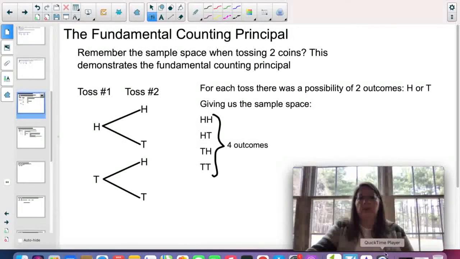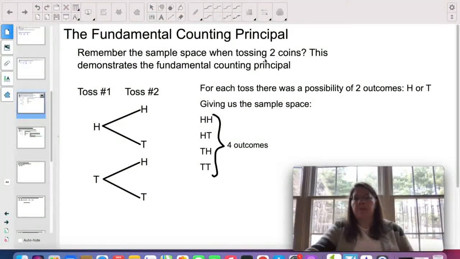So let's move to the fundamental counting principle. Remember the sample space that we had when tossing 2 coins. We said that the first toss could be heads or tails. And then we said that the second toss could be heads or tails as well, but the difference between our sample space for just one toss and our sample space for 2 tosses is we have to consider what happens first and second. We have 4 possible outcomes for that event. Both heads, a head then a tail, a tail then a head, or both tails. So this becomes our sample space due to the fundamental counting principle.